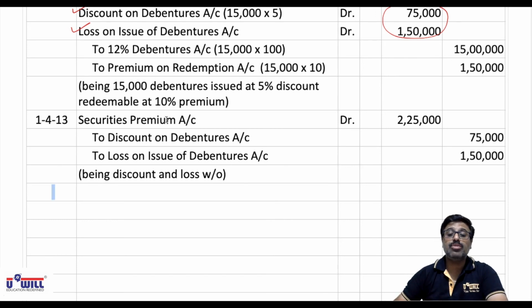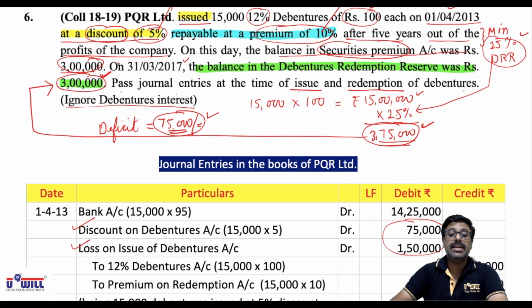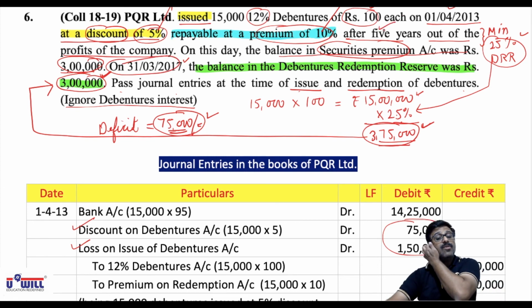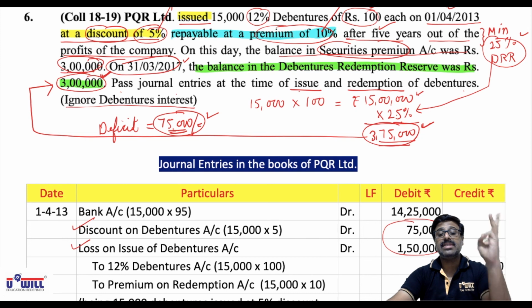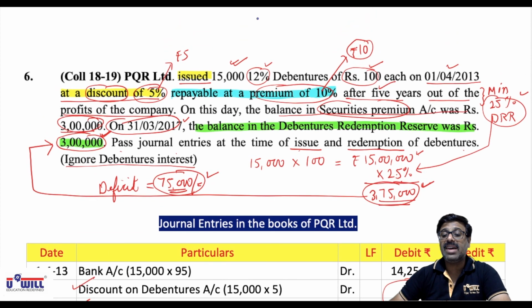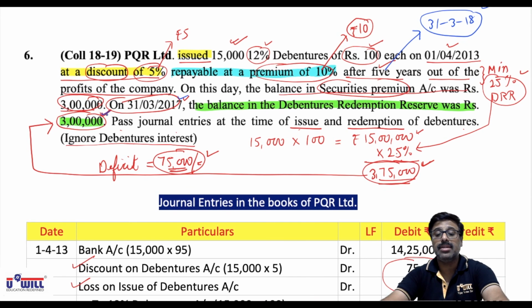Now redemption is to be done on which particular date? 31/3/17. It is clearly given that we have to redeem the debentures after 5 years. After 5 years from 1/4/2013 means we have to redeem the debentures on 31/3/2018, and in the beginning of the year there is a balance of 3 lakhs in debenture redemption reserve.